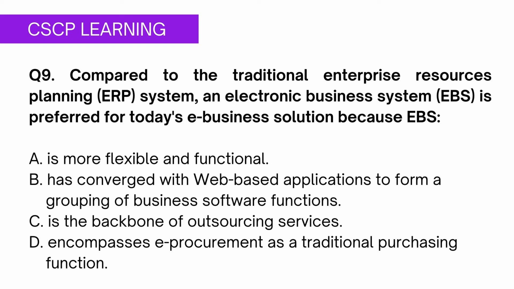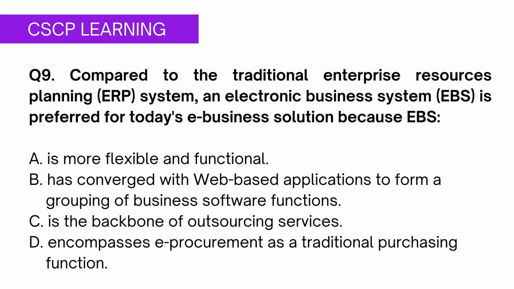Let's have a look at option C and D as well. C says that EBS is the backbone of outsourcing services. We have just learned that EBS is simply a set of online technologies, equipments, and tools that a business uses to conduct business over the internet. Therefore, there is no association of outsourcing services with the EBS. Therefore, it is not the correct choice.